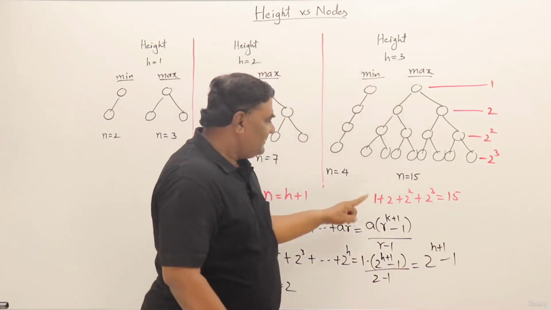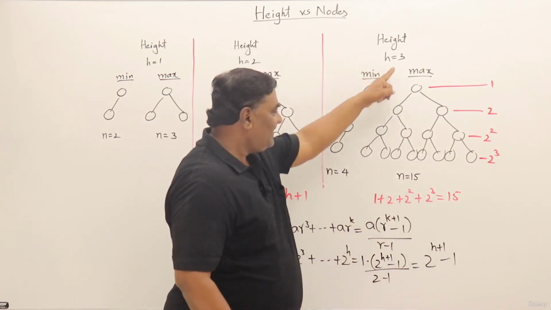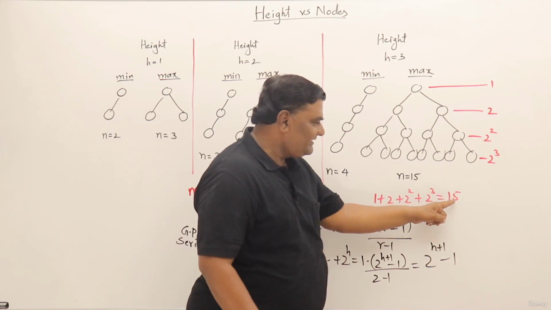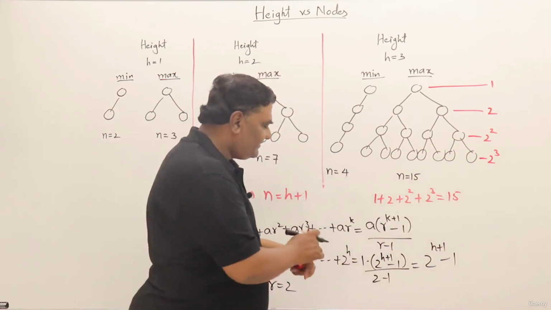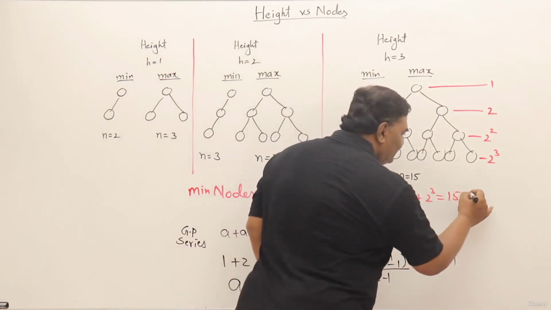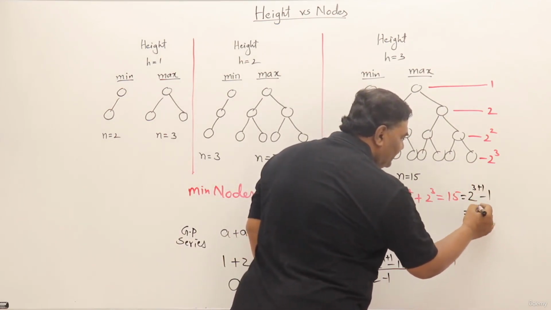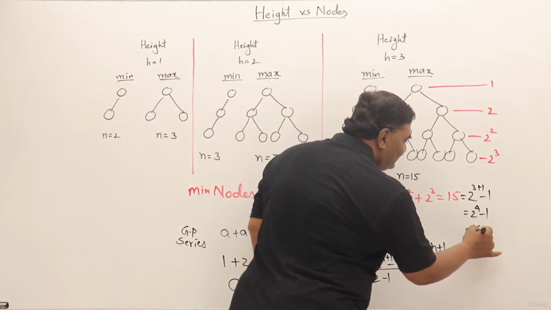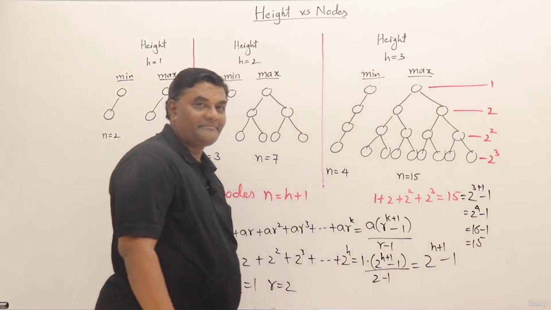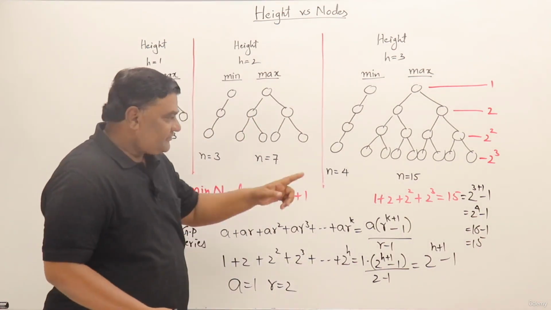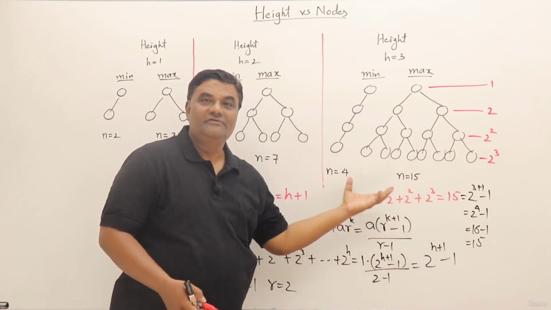Let us come back to this example. Height was 3. So 1 plus 2 plus 2 square plus 2 cube up to 3. Height 3. So this is nothing but 2 power h plus 1 minus 1. So 2 power 3 plus 1 minus 1. Let us put the values here. So 2 power 3 plus 1 minus 1. This is 2 power 4 minus 1. And this is 16 minus 1. So this is 15. Yes, it is correct. So that value 15 is sum of the terms of GP series.